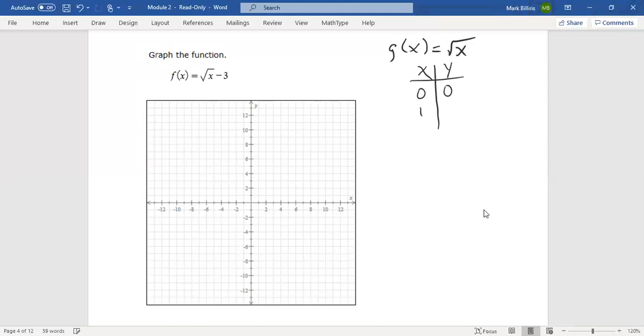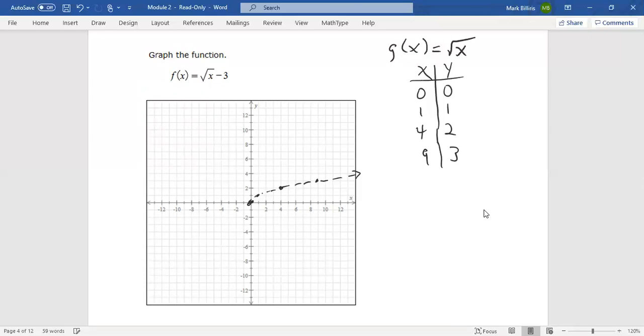If x were 1, the square root of 1 is 1. If x were 4, the square root of 4 is 2. And notice I'm only using perfect squares for the x column. So if I wanted another one, I would use 9, and the square root of 9 is 3. So we could plot these points: 0, 0, 1, 1, 4, 2, and 9, 3. So I'm going to use a broken line so you can see what our parent function would look like.